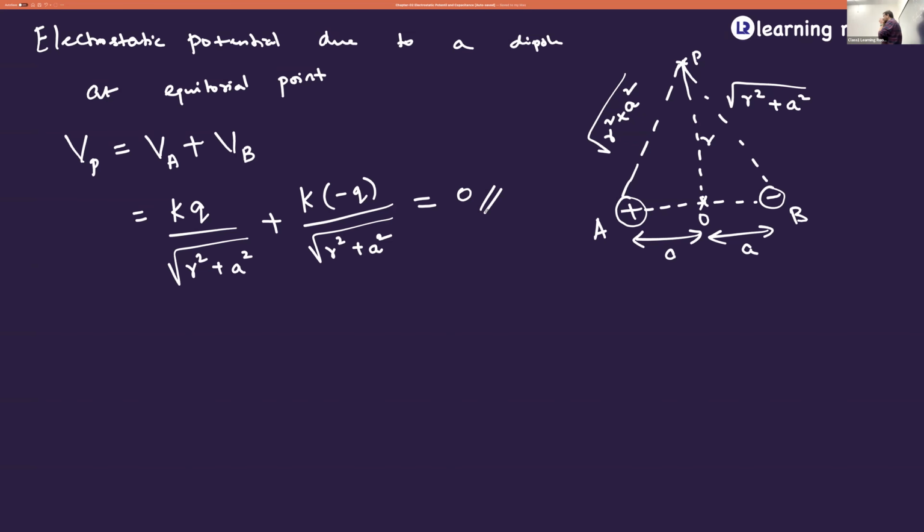The next one is we need to calculate the electrostatic potential due to a dipole, neither at the axial nor at the equatorial. We'll calculate it at some random point. Okay, so that I'll show you.